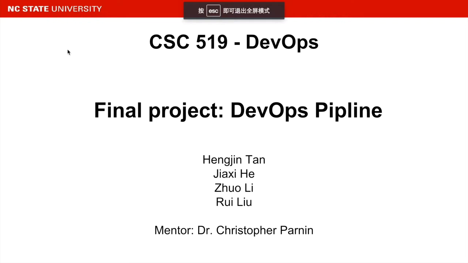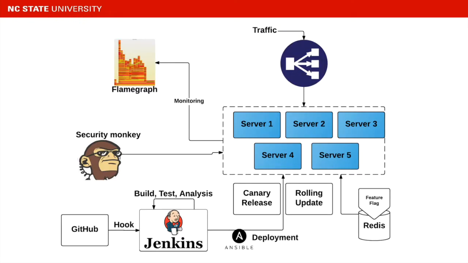Hi everyone, I will introduce the pipeline of our project. It is the structure and the pipeline of our project. We can see that we save the source code in GitHub. When there is a new commit in GitHub, there's a GitHub hook in Jenkins, so it will trigger Jenkins to build, test, and analyze the new code.